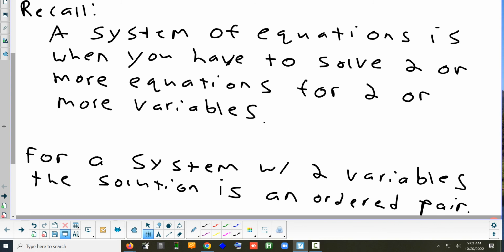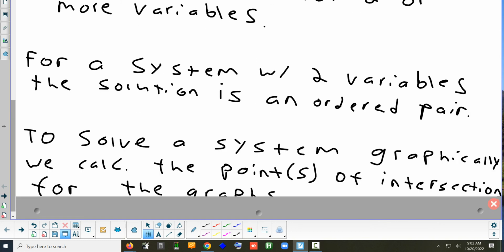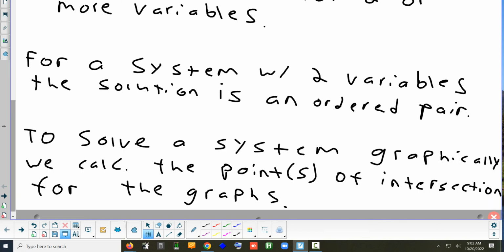So if we're dealing with two variables, which is the kind of problems we're doing, then the answer is just an ordered pair. If we were dealing with three variables, then the answer would be an ordered triple, because you would have to give me an x, a y, and a z. But we're only dealing with two, so you only have to give me a pair in the answer, an x and a y. And as we already said, when you're trying to solve a system graphically, you are looking for where the graphs cross.